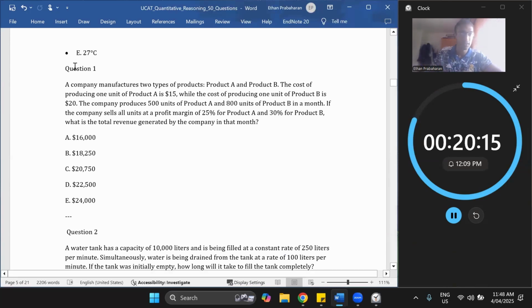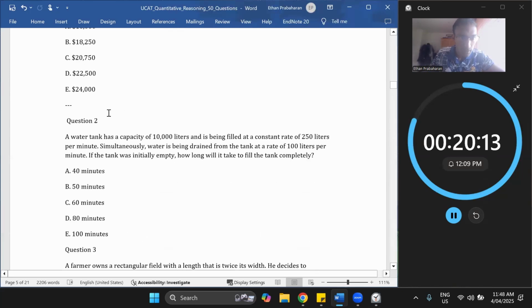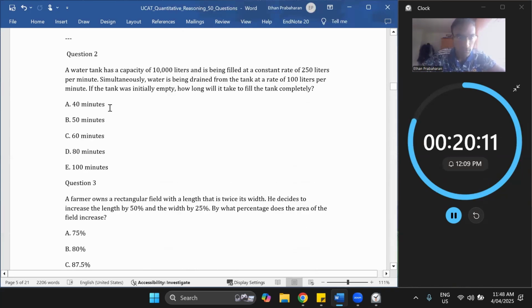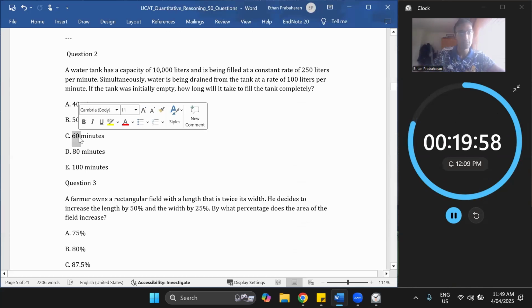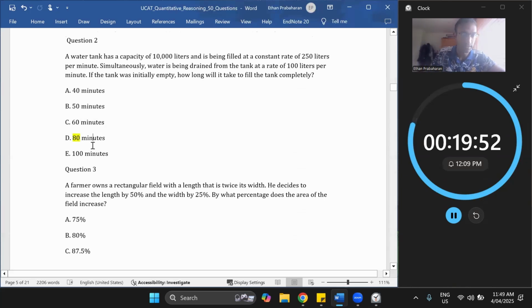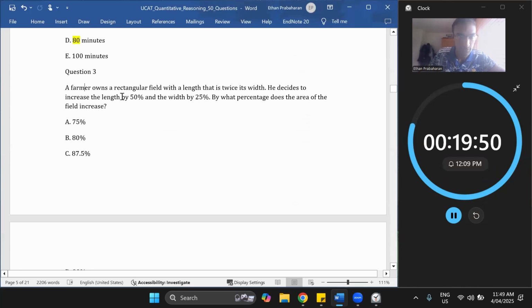No, I'm confused. I'll come back to that. If the tank was initially empty, how long will it take to fill the tank completely? Okay, 10,000 liters, it's going in at 250, it's going out at 100, so it's 150 liters per minute net. If we do that for 60 minutes, it would be 900. So I don't think any of these are the right answer, but I think it's more than 60 and less than 80, so we'll just go with that.